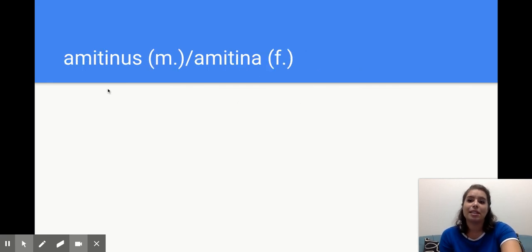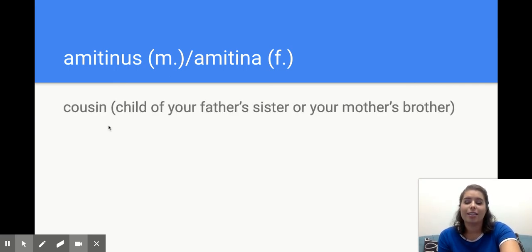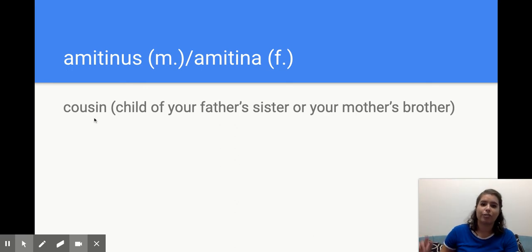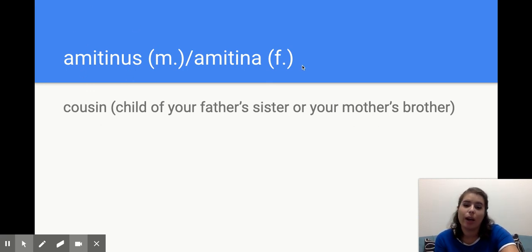And then we have amitinos or amitina. And this is probably the most complicated one of all. This is a cousin who is either the child of your father's sister or your mother's brother. So if your dad has a sister and she has a child, that cousin is your amitinos or amitina. And if your mom has a brother and he has a child, then that cousin is the amitinos or amitina. And again, amitinos is if the cousin's a boy, amitina is if it's a girl.